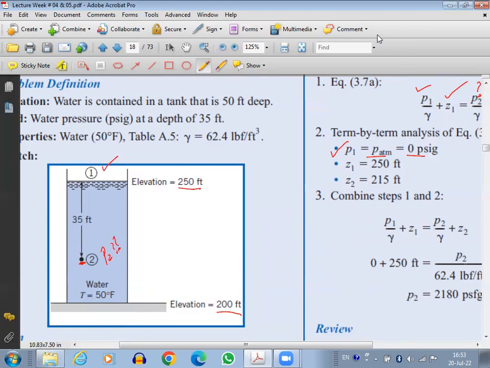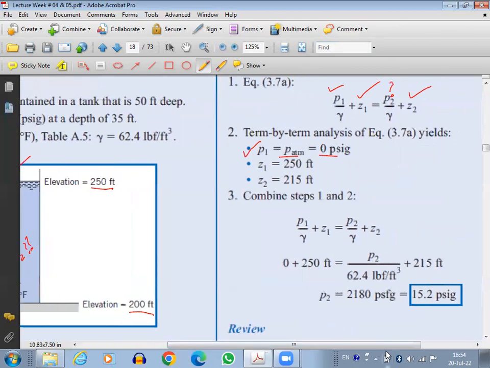What is the reference here? We are solving the problem in gauge. If we had the value of atmospheric pressure given in the question, then we could use the value of atmospheric pressure at P1 if we wanted to solve the whole equation in absolute. Right now we are solving the whole equation in gauge.